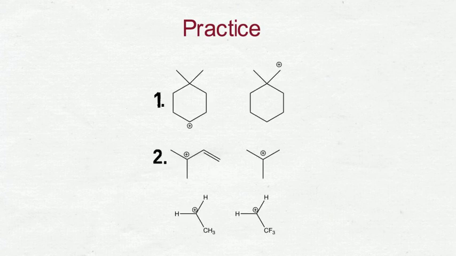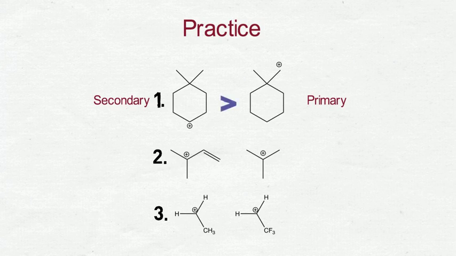Let's do some practice now. Pick the carbocation that is more stable and explain your answer. You could pause the video to see how many you can get right. Let's look at the first example. The one on left is a secondary carbocation, whereas the one on right is a primary carbocation. Remember, the more alkyl groups there are around the carbocation, the more stable it is. So the secondary carbocation is more stable.